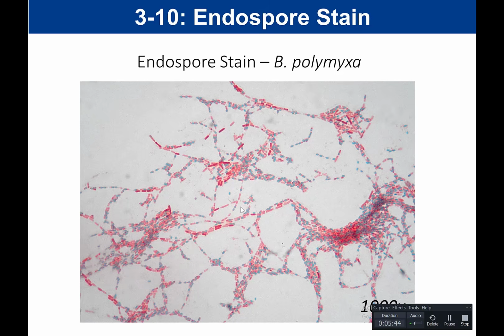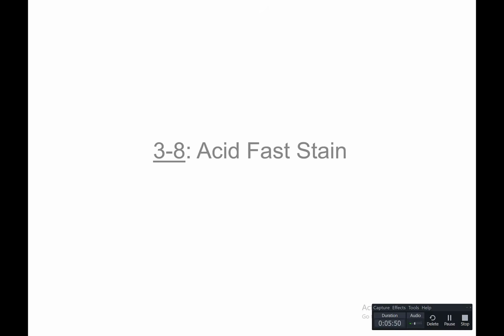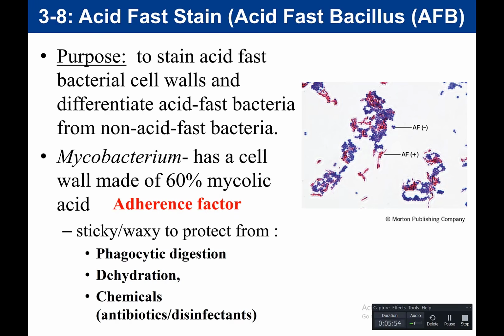And so this would be what an endospore stain would look like. Now, moving on to our acid-fast stain. You want to know the purpose, right? And the purpose is to stain acid-fast bacterial cell walls and differentiate acid-fast positive bacteria from non-acid-fast bacteria. Again, this is a differential stain.